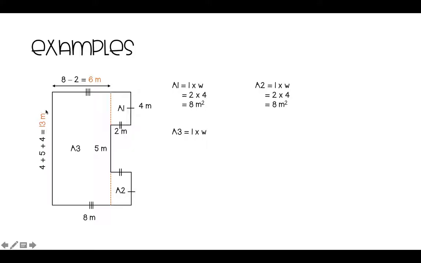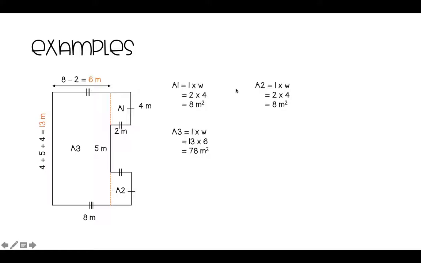Now, area 3. So length times width. Now our length here is 13 and our width is 6. Remember, it's not 8 because 8 is the entire length, and if we were to do that, we'd actually be including this empty spot here, which we don't want. So we only want 6. So 13 times 6 is 78 meters squared.